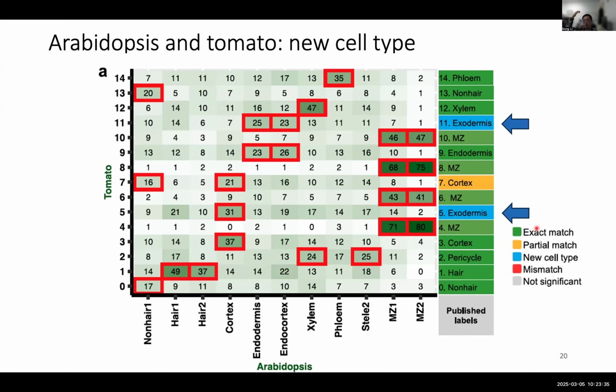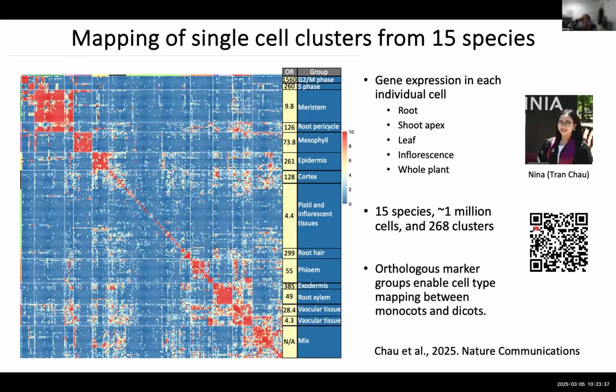The power comes from so-called meta-analysis, where luckily by 2023, when we did this last batch of analysis, a Chinese group published a database that summarized 15 different species of plant single cell data, and they generated markers and provided tissue labels for those markers. And then we put them together using the OMG approach. We end up with this huge map of close to 1 million cells, 268 clusters from 15 species.